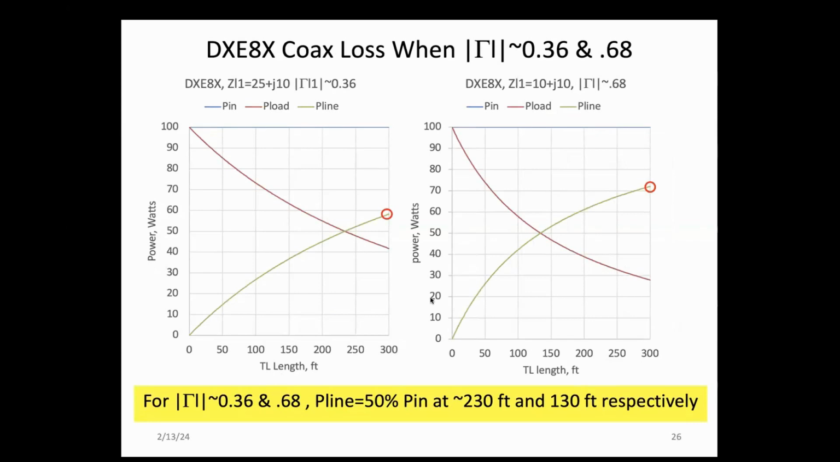We'll let the reflection coefficient be something other than 0. So I chose 2 values, 0.36 and 0.68. And now for my low-cost line, the loss is increased to about 58 watts, but at less than 300 feet, about 250, it's already dissipating 50 watts, half of the power. And at reflection coefficient of 0.68, it's even worse. Next slide, please.